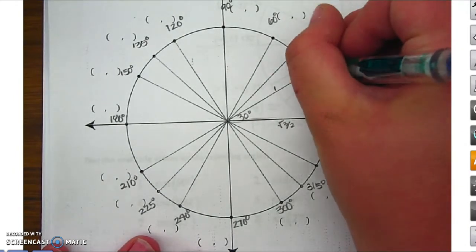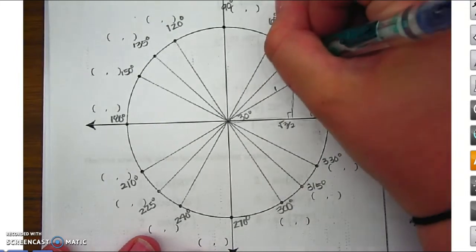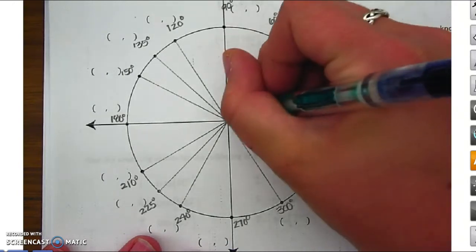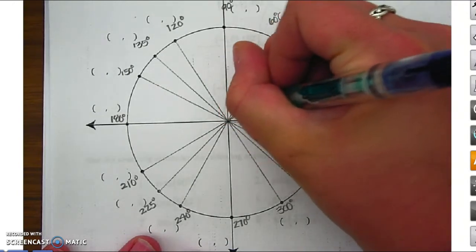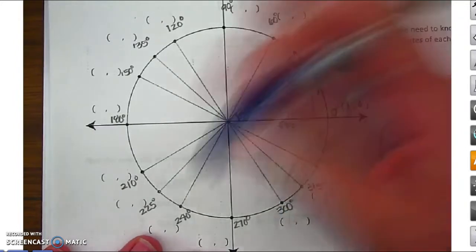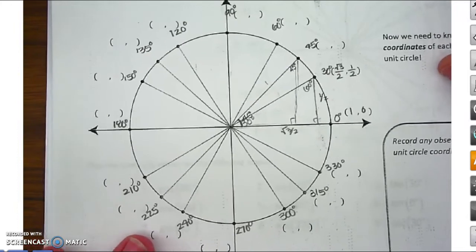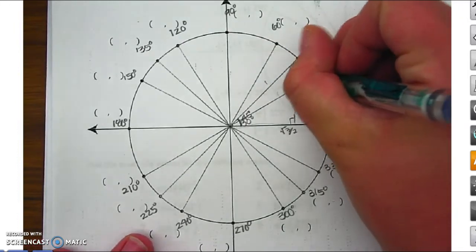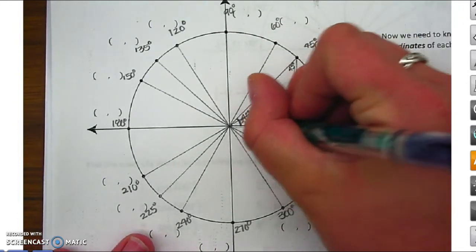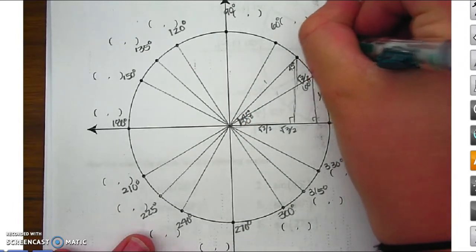The next one we're going to look at is 45. So if this were 45 degrees, this part would be 45, and this would be 1 again. So for a 45, 45, 90 on the unit circle, we talked about how both of those sides would be √2/2. So that would make this ordered pair √2/2, √2/2.